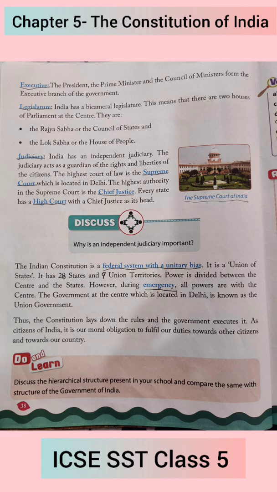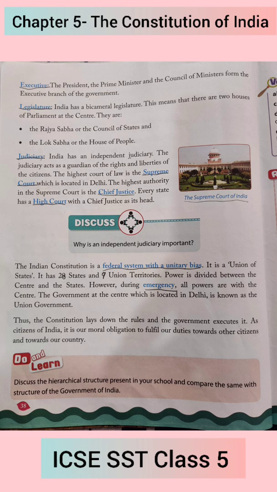The Indian Constitution is a federal system with a unitary bias. It is a union of states. It has 28 states and 9 union territories. Power is divided between the center and the states. However, during emergency, all powers are with the center. The government at the center, which is located in Delhi, is known as the union government. Thus, the Constitution lays down the rules and the government executes it. As citizens of India, it is our moral obligation to fulfill our duties towards other citizens and towards our country. And that is the end of the chapter.